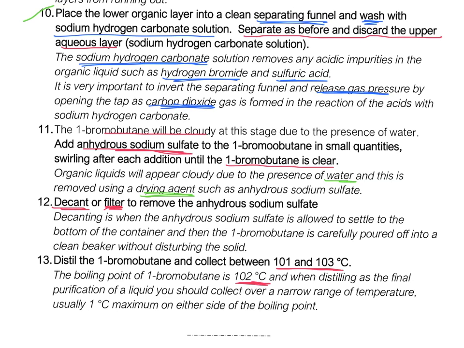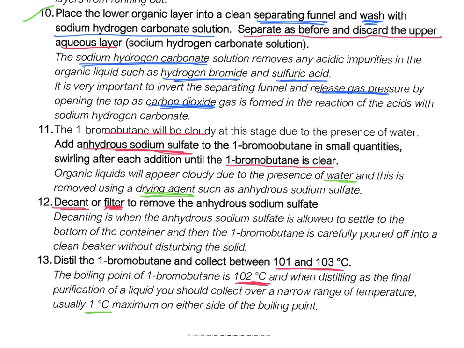But as it says here, we want a maximum of 1 degree C on either side, if it's going to be as pure as we will want it to be. If not, you'll probably have to go back and do all the purification steps again. But you can see here, because the boiling point of bromobutane is 102, it's very close to the boiling point of water, which is obviously 100 degrees C.